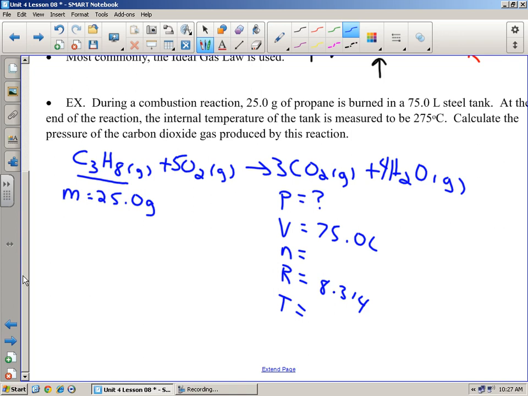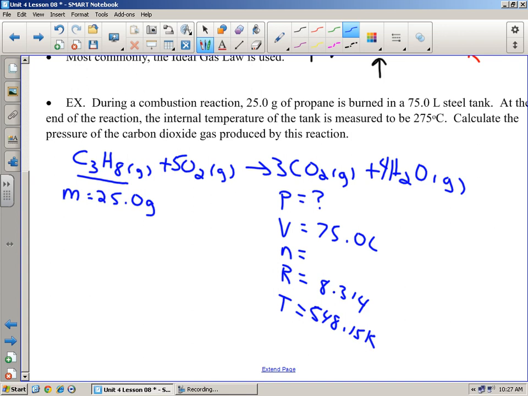So 548.15 Kelvin. Okay? We need to find the pressure. Well, to find the pressure, of course, what am I going to need to use? Well, if I want to find P here, I need to know V and RT.